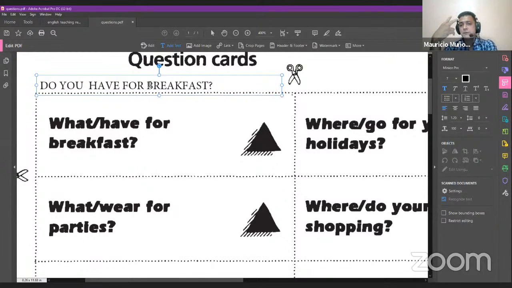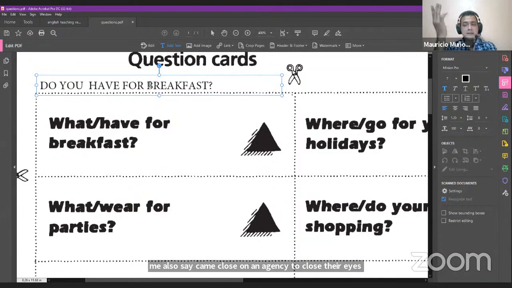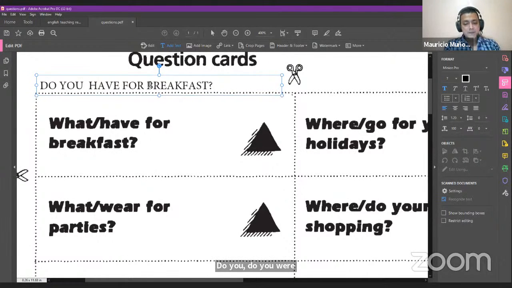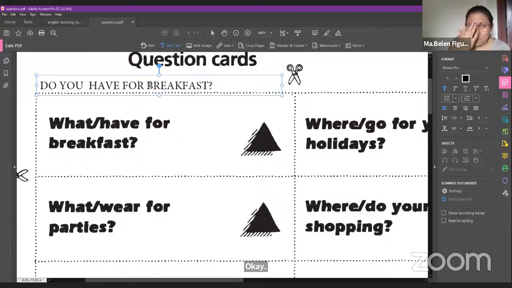Ya vimos los dos ejemplos, ahora necesito que usted haga este. Obviamente le falta lo mismo, un auxiliar y un sujeto. Do you wear... Okay, holidays? Okay. How many? What else? ¿Qué más?